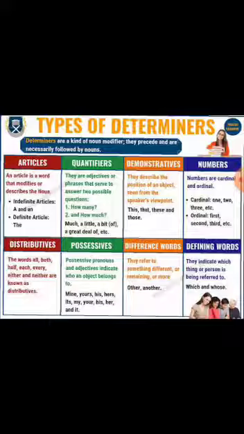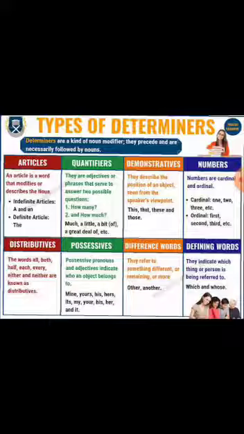Articles. An article is a word that modifies or describes the noun. Two types of articles are there: indefinite and definite. A and an are indefinite articles, and the definite article is the. And quantifiers. They are adjectives or phrases that answer two possible questions: how many and how much. For example, how many books do you have? Here many is a quantifier and a determiner also.